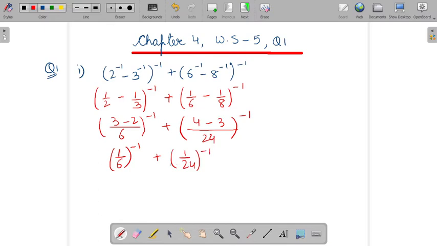Now what should be the next step? Again you have to do the reciprocal to make the power positive. So it will become 6 upon 1, so we can write it only 6, plus this will become 24 by 1. So we can write it 24 only, and the power will become plus 1. So no need to write power 1 here. So add them together to get the answer as 38.